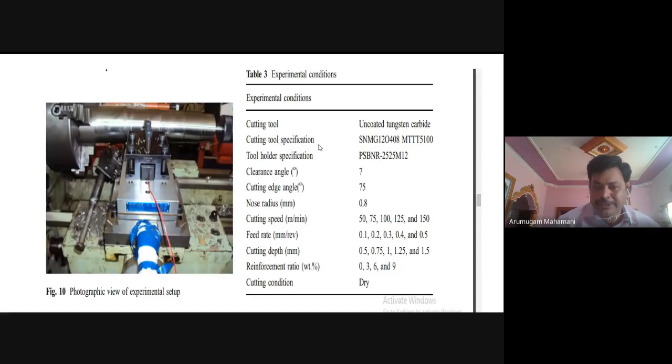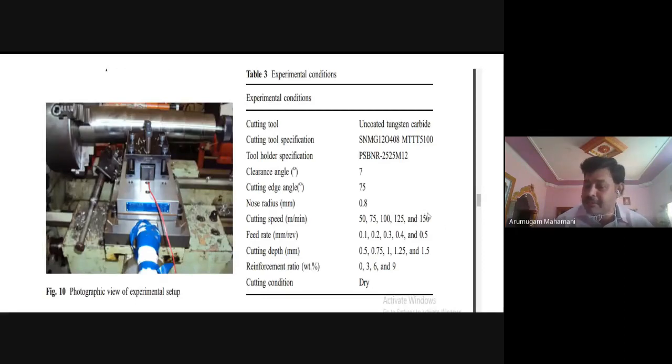For the cutting tool specification, we used SNMG, which is available with Carmia University, and the tool holder specification is also available with them. The clearance angle is 7 degree, cutting edge angle 75 degree, nose radius 0.8. These are the cutting tool nomenclature. Cutting speeds were 50, 75, 100, 120, and 150 meter per minute. At 150 meter per minute, we really struggled.